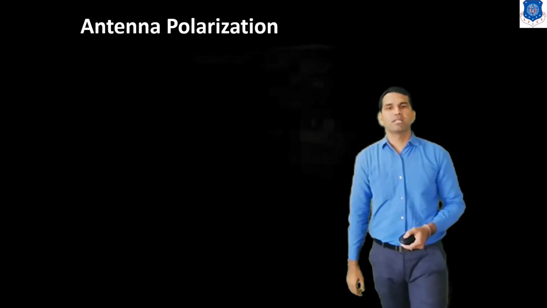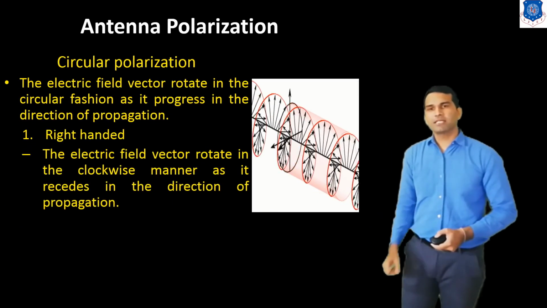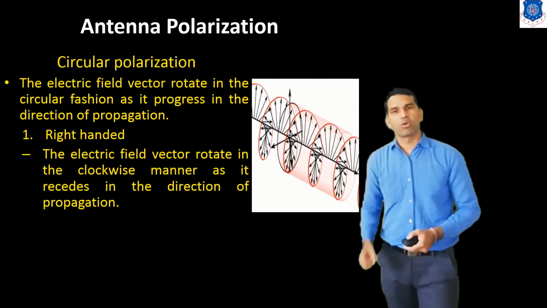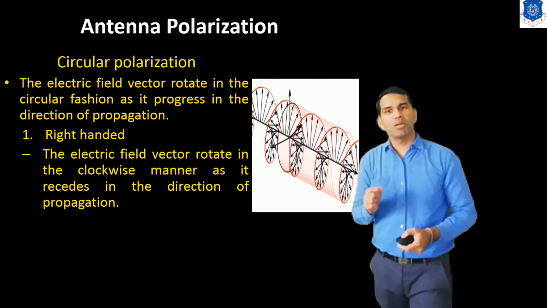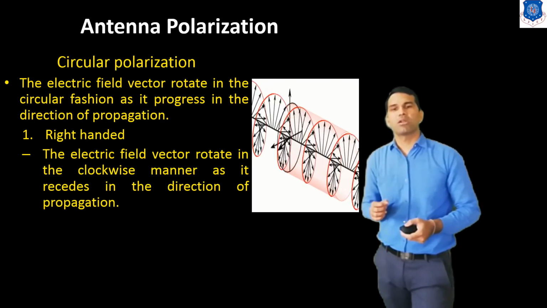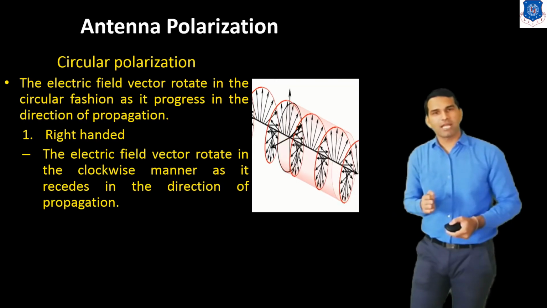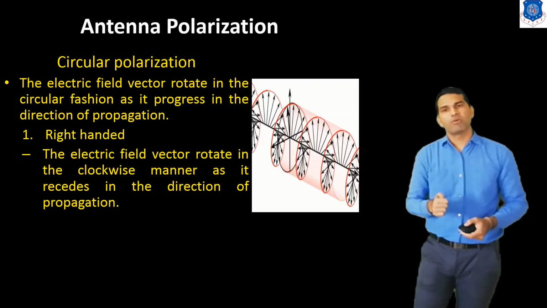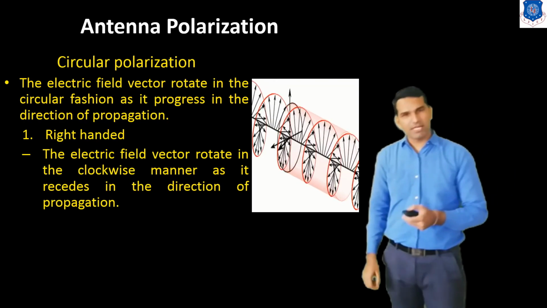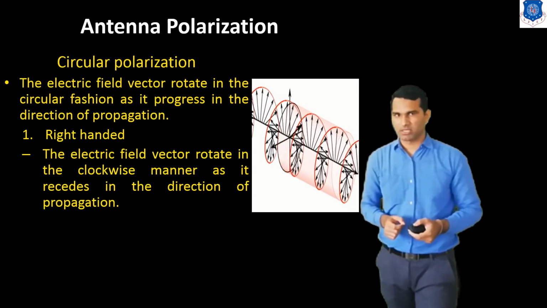Now the next one is the circular polarization. The electric field vector rotates in a circular fashion as it progresses in the direction of propagation. The circular polarization has two types: the right-hand circular polarization and the left-hand circular polarization.